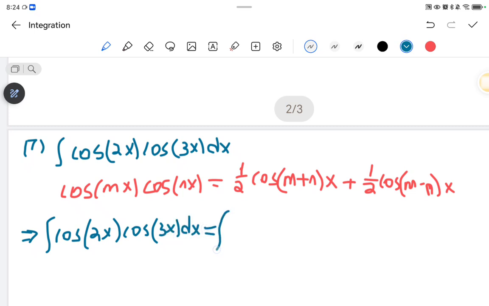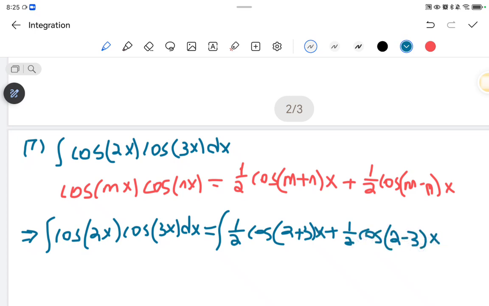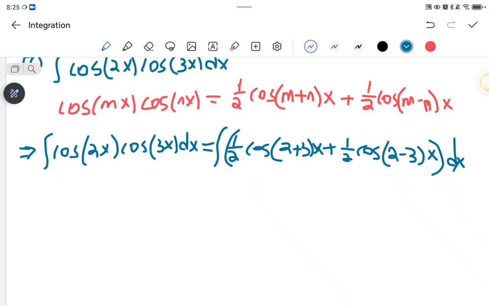Then this will imply the integral of cos of 2x cos of 3x dx will be equal to the integral of 1 over 2 cos of 2 plus 3x plus 1 over 2 cos of 2 minus 3x dx. Now we can take out a constant. We agree which one is a constant here, which is 1 over 2. We have been taking out 1 over 2 for a while, right? Now we can also take it out from here.